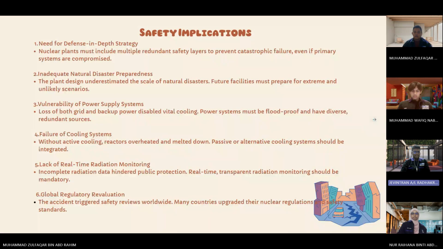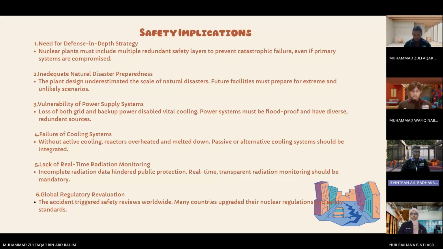For the next slide, I have 6 points for the safety implication. The first point is need for defense in-depth strategy. Nuclear plants must include multiple redundant safety layers to prevent catastrophic failure even if primary systems are compromised.